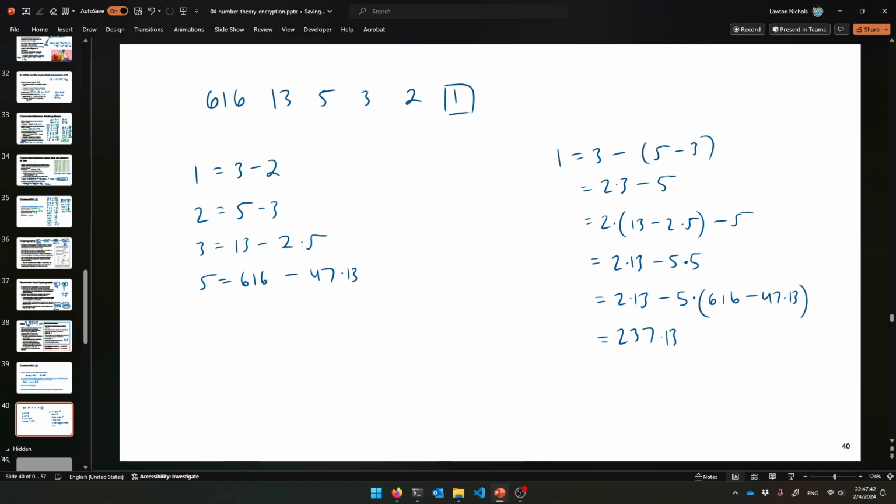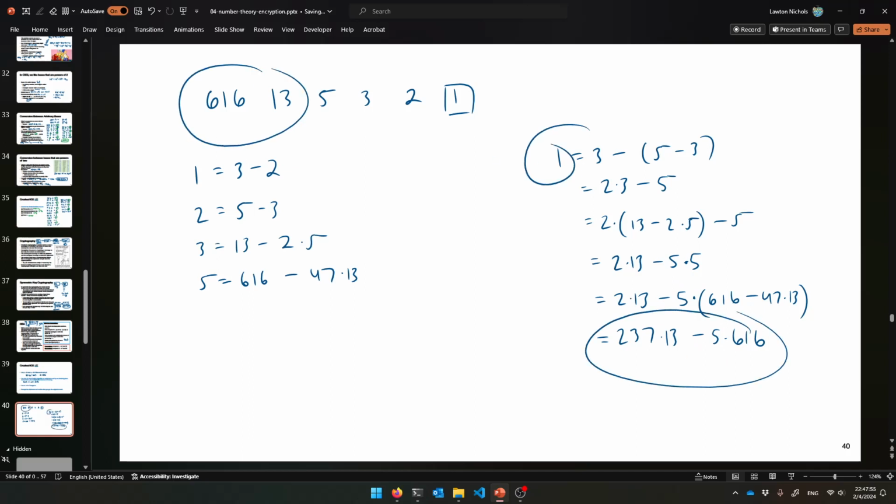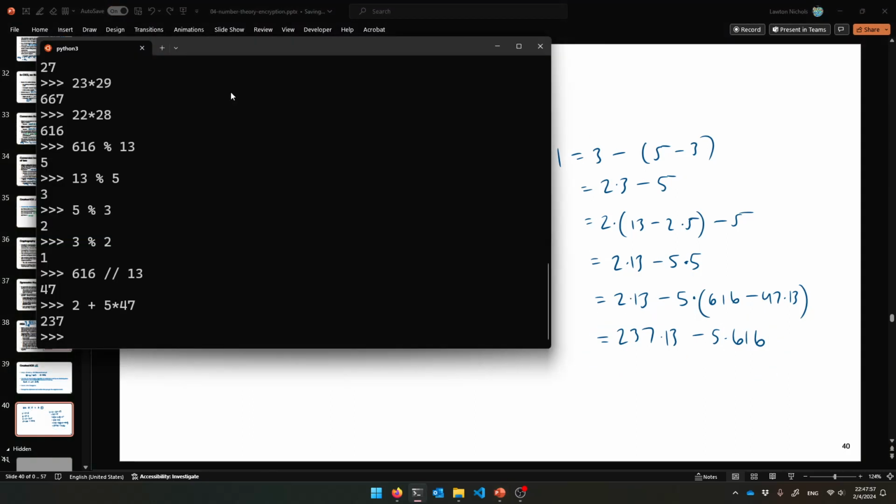237 times 13, disgusting. And then minus 5 times 616. So that should be the answer. That should be our final equation, this and this. So that's involving the 13 and the 616, getting us to 1. You can always confirm that you did it right. What's 237 times 13 minus 5 times 616? Okay, that worked out. That is 1.